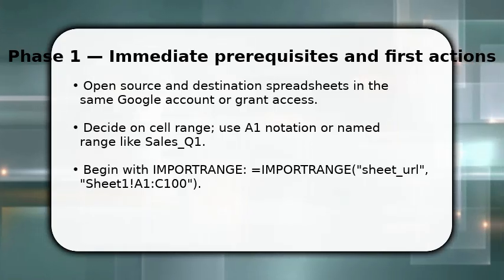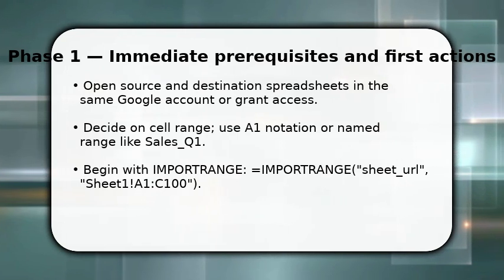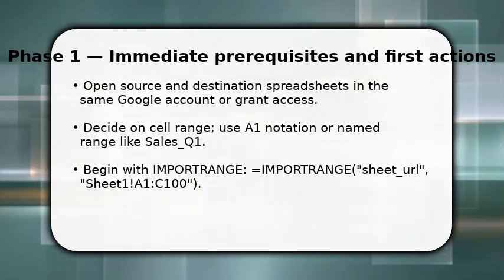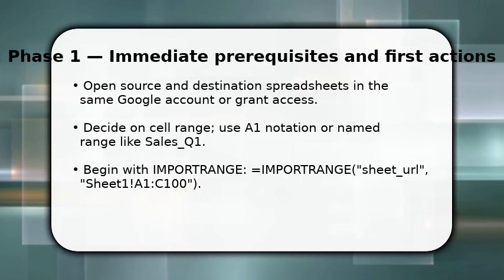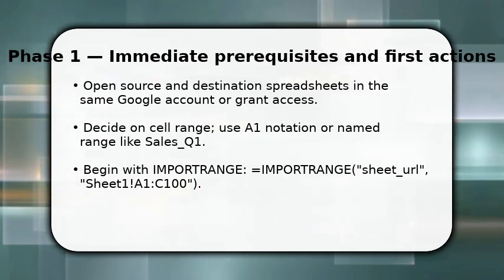You have both spreadsheets open. Now start linking immediately. First, confirm you can view the source file. If not, share it. Next, pick the exact range you need and consider a named range for clarity.